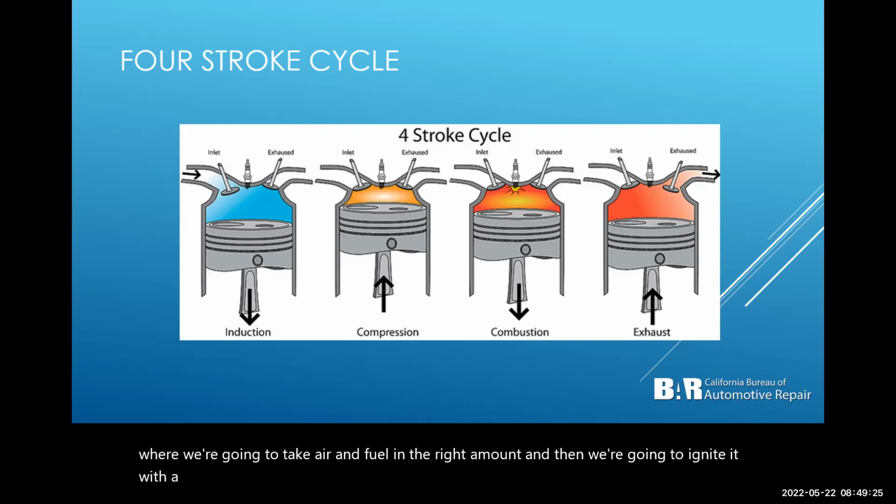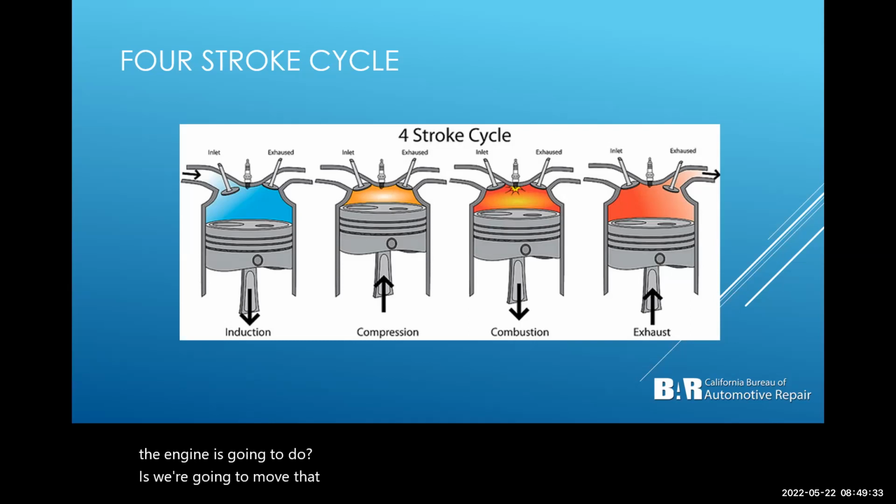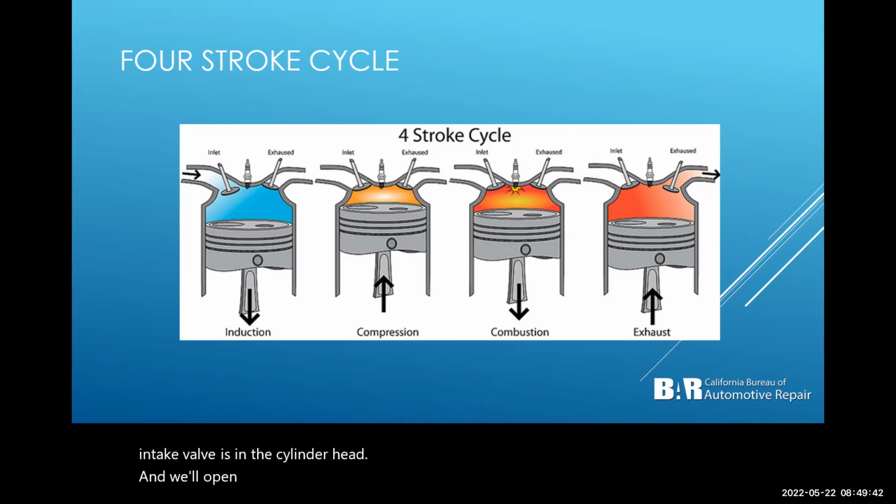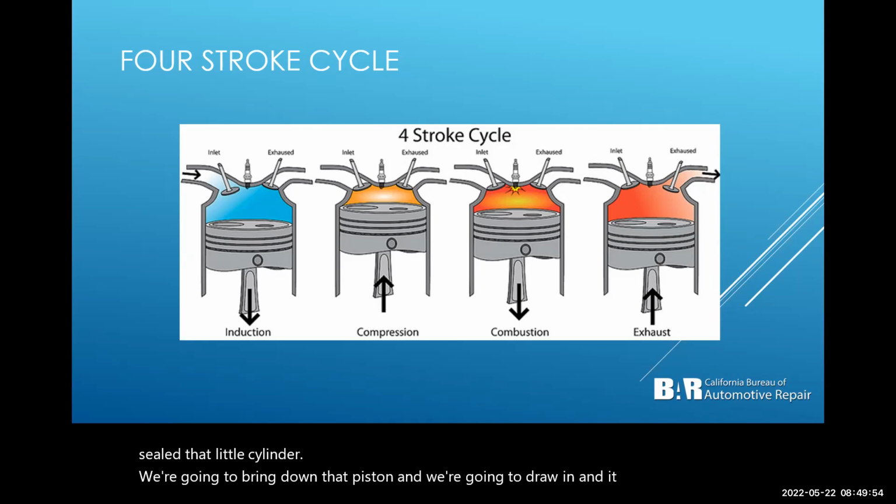Okay, so on the first part of the 4-stroke cycle, the engine's going to move that piston down. We're going to open up the intake valve. The intake valve is in the cylinder head. We'll open that intake valve and allow the piston to go down, because that piston is sealed in that little cylinder.